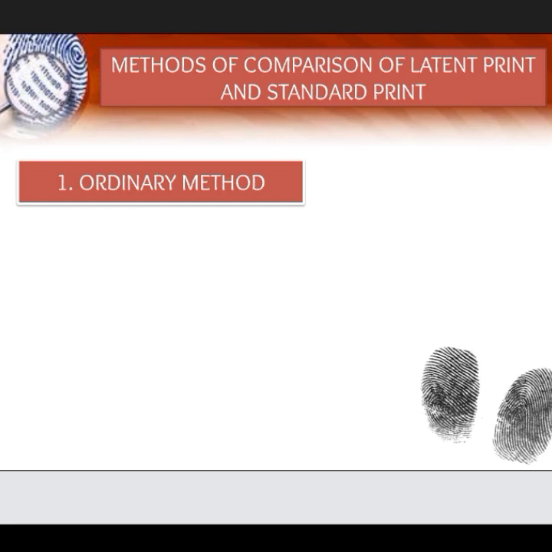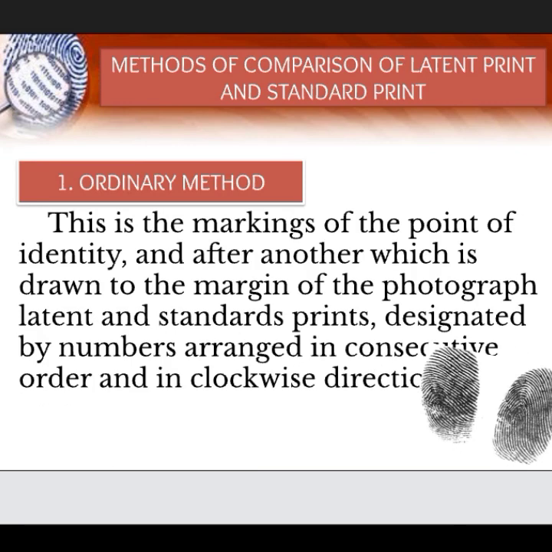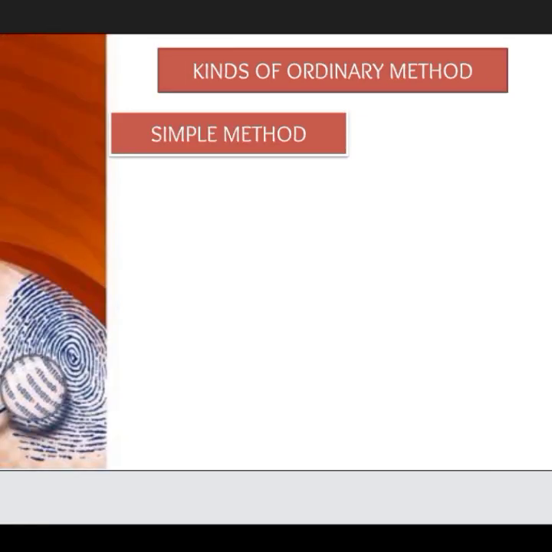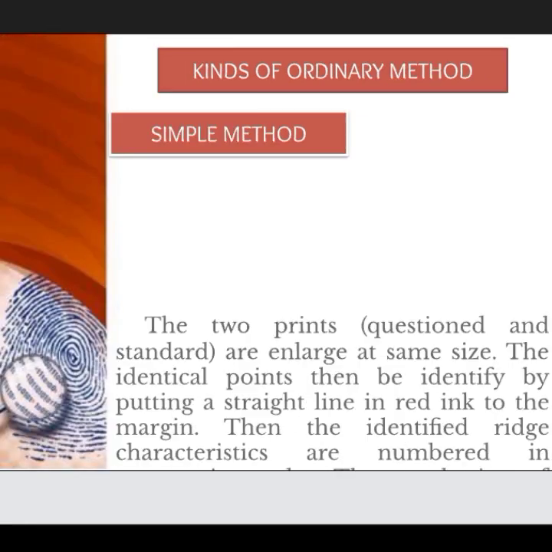1. Ordinary method. This is the marking of the points of identity, one after another, which is drawn to the margin of the photograph. Latent and standard print are designated by numbers arranged in consecutive order and in clockwise direction. Kinds of ordinary method. A. Simple method.